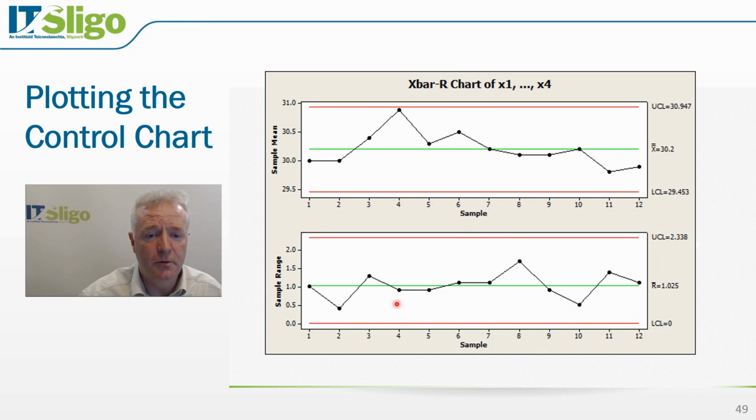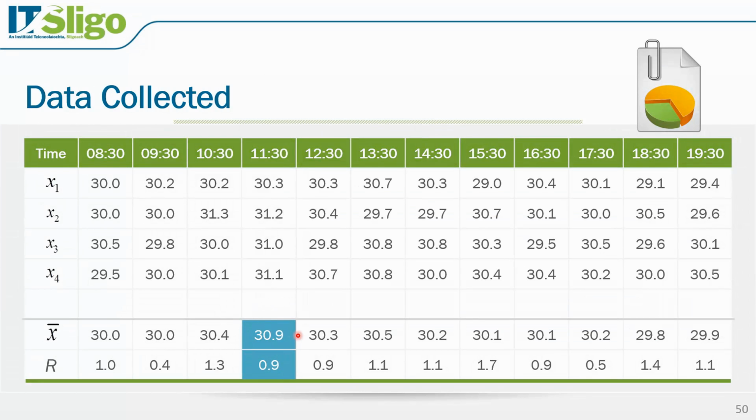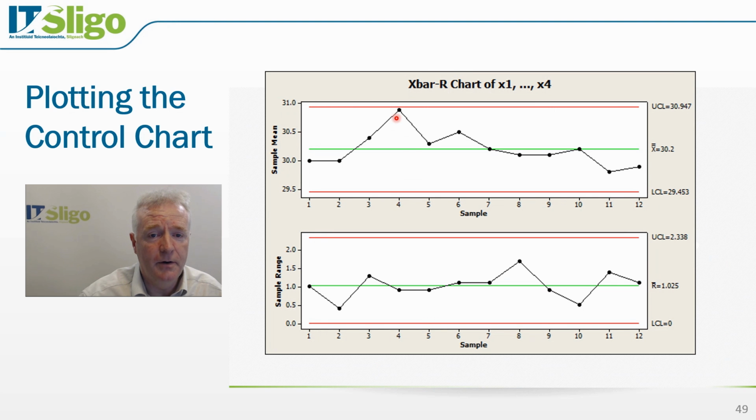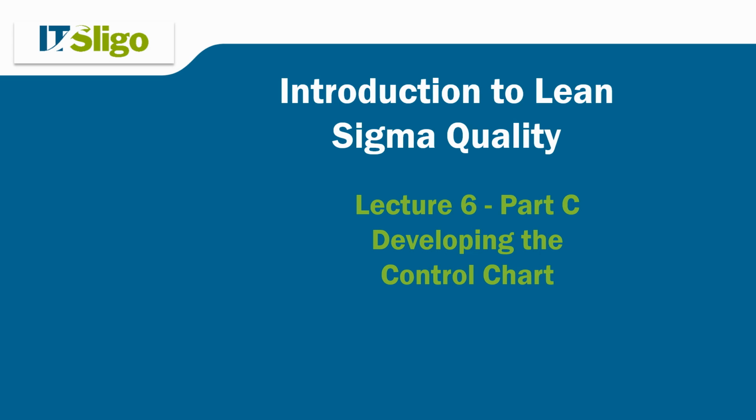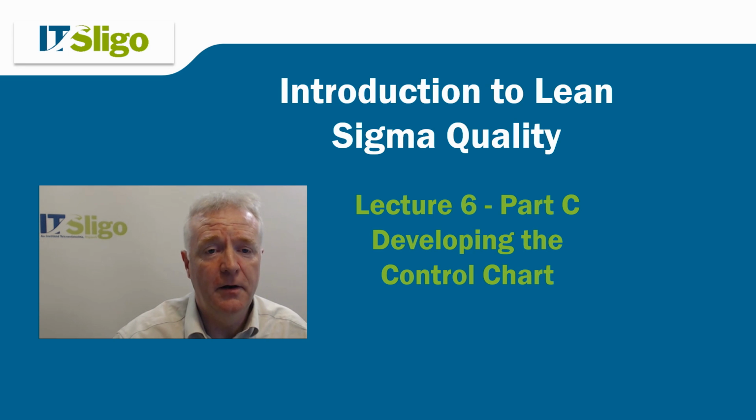Let's take subgroup number 4. In subgroup number 4 that we took at 11:30, we had a measurement of 30.9 on our X-bar and 0.9 for our range chart. Here we see 30.9, very close to our upper control limit, and we see just below the center line at 0.9. We similarly plot the X-bar and R values for the remaining subgroups. This concludes part C, where we develop the control chart.